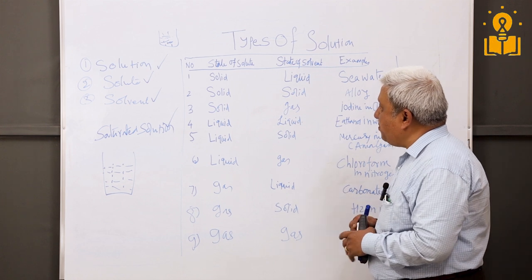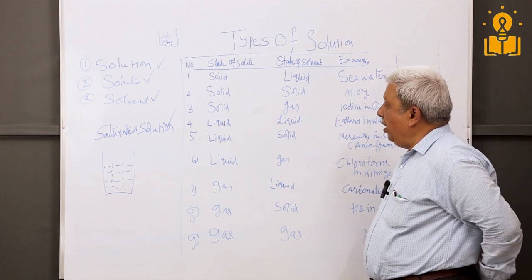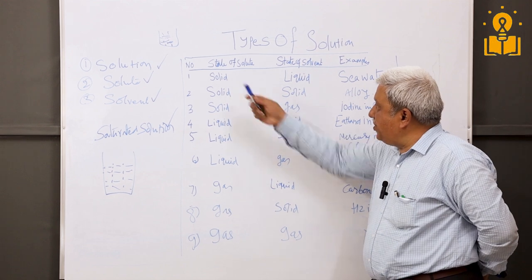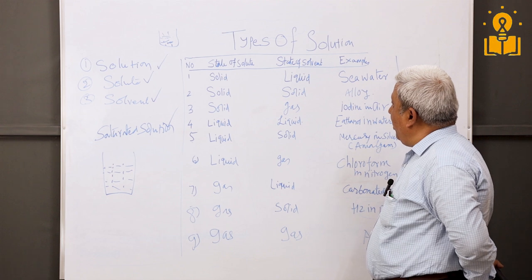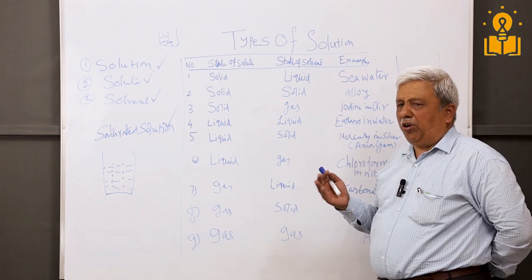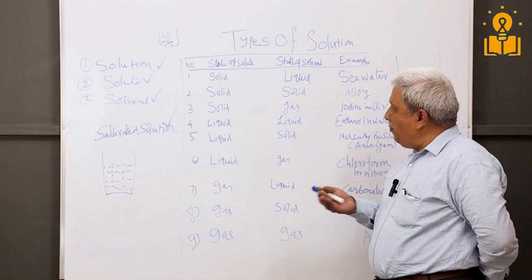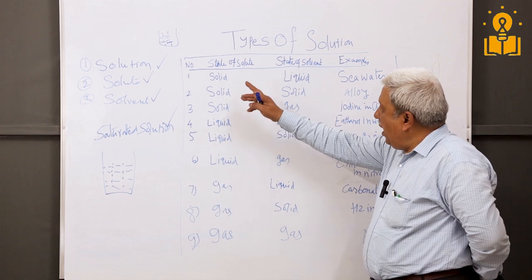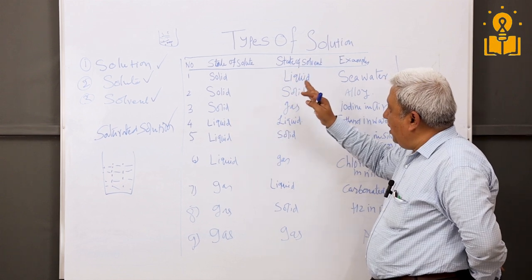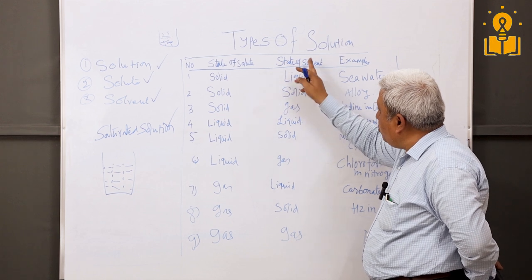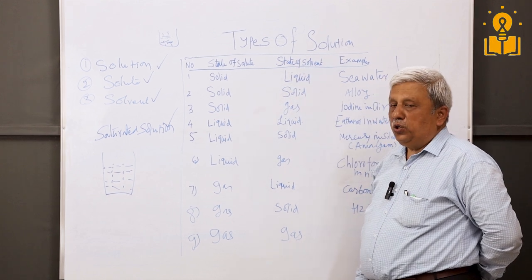Now there are various types, we will see one by one. The first one is where the solute is solid and the solvent is liquid. Say, for example, seawater, or if you add sugar in water, where sugar is in small quantity and water in large quantity, so water is a liquid, that is the solvent, and sugar is the solute there.